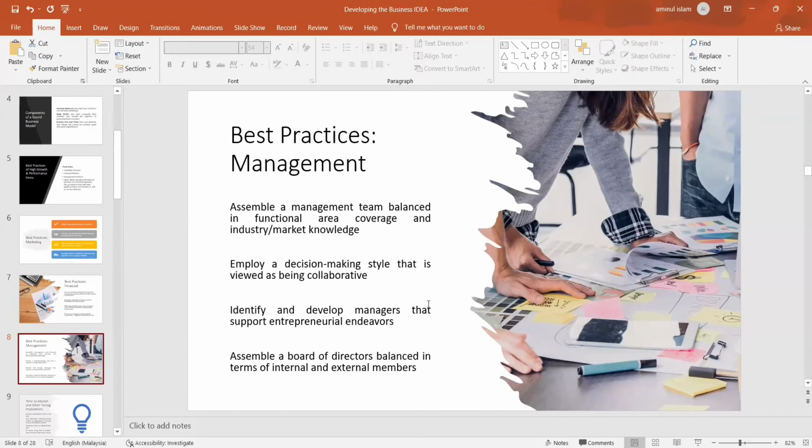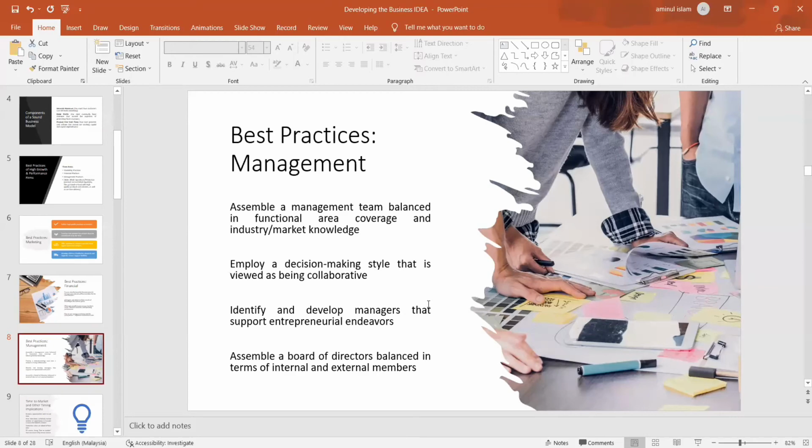What you have learned in principles of management, like planning, organizing, controlling, leading, and all that, right? All these functions are there because we want to make sure the work given to staff and employees is done efficiently and effectively. So you are assembling a management team balanced in functional area coverage and industry and market knowledge. So you have a balanced team to lead your organization.